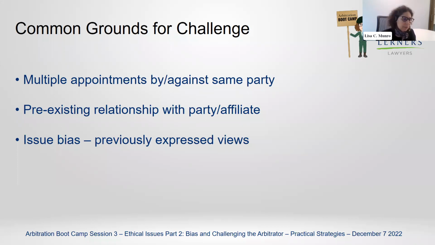And issue bias. Previously expressed views by a party. So arbitrators need to be cautious about their marketing endeavors and articles in journals and that sort of thing, because those things could give rise to an argument of issue bias.